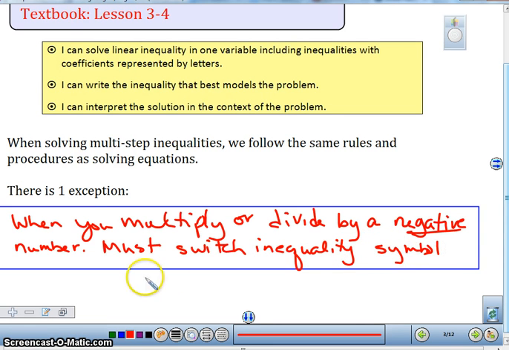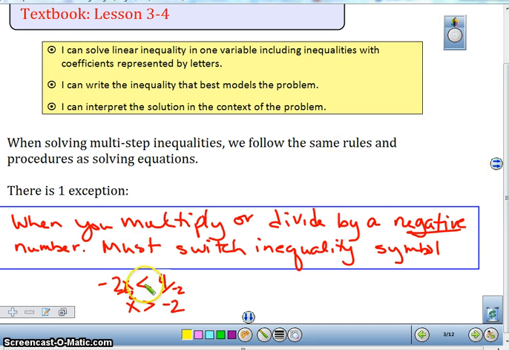In that, if you are going from a less than and you have negative 2x is less than 4, x must be greater than negative 2 because you're dividing both sides by negative 2. And so what you are looking at is that this went from a less to a greater. That's the inequality.